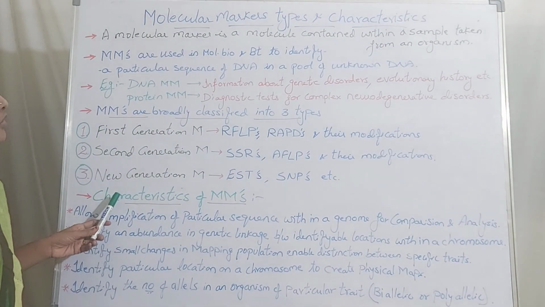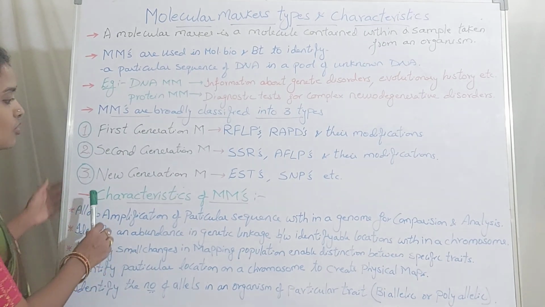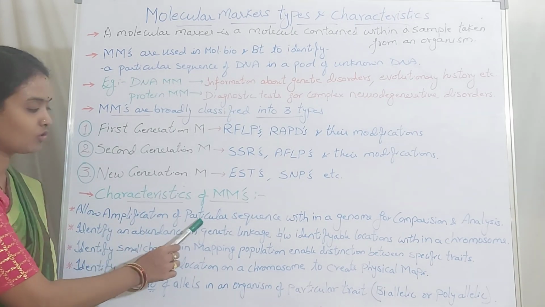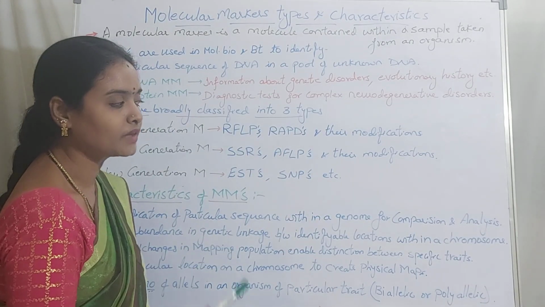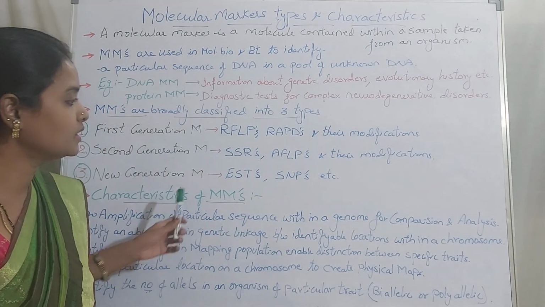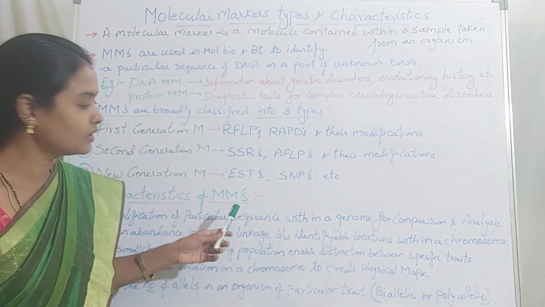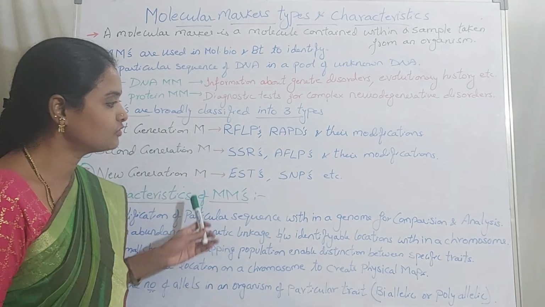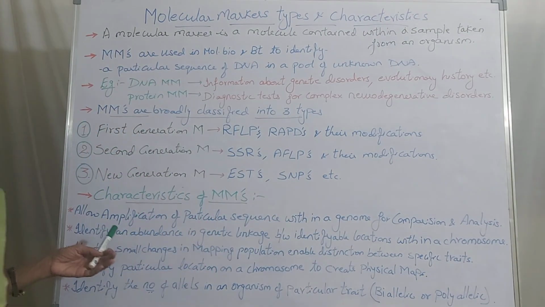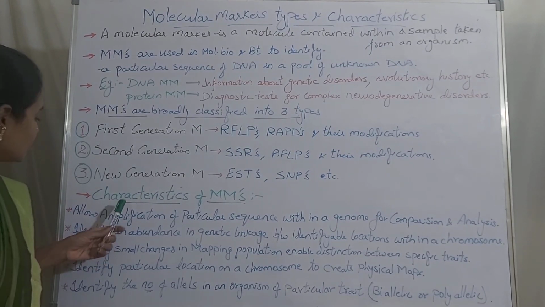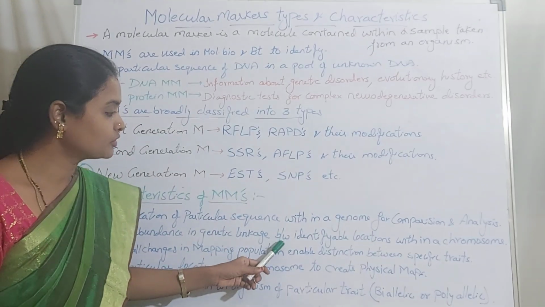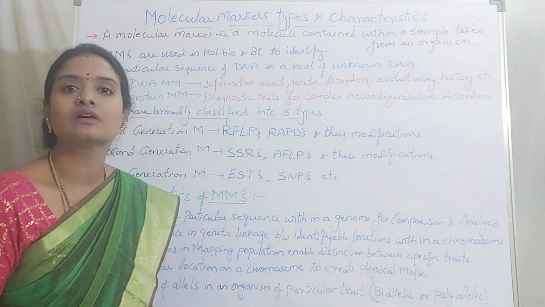Then what is the use of these molecular markers? What are the characteristics of these molecular markers? The first one is they allow amplification of a particular sequence within a genome and comparison. So for comparison and analysis, you can completely know the genome of an organism. When you know the complete genome of an organism, it will be easy for you to compare and analyze any genetic disease or anything. Second one is identifying an abundance in genetic linkage between identifiable locations within a chromosome, right?